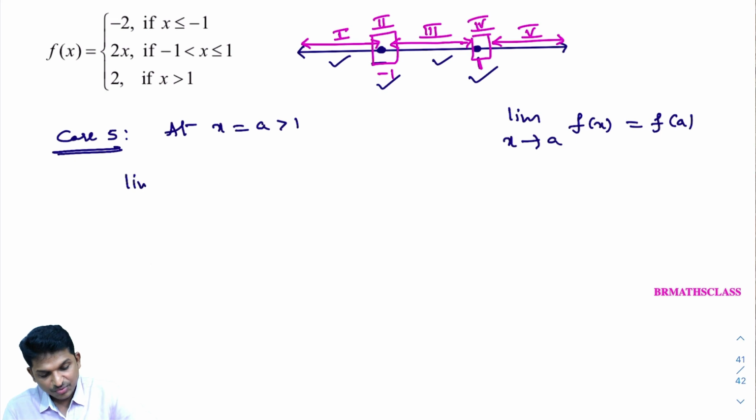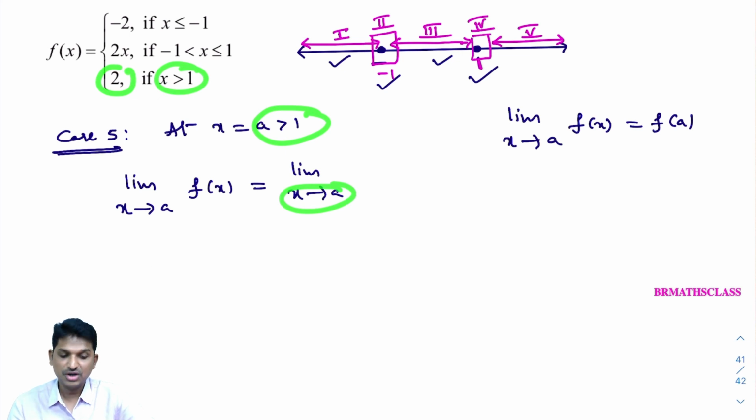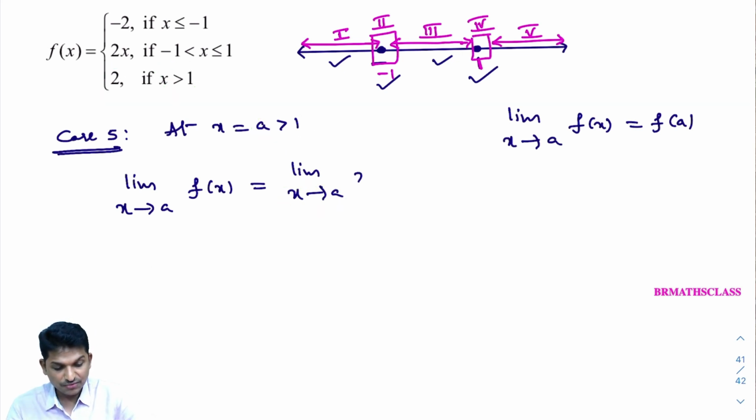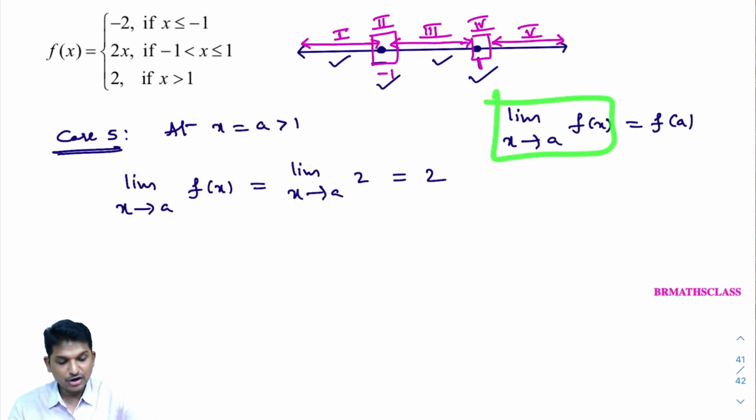Limit x approaches a, f of x equals limit x approaches a of what function? As x approaches a and a value is greater than 1, the function is 2. So here f of x is 2. Now I need to calculate this limit. How to calculate this limit? By the direct method: in the given function, wherever x is there you write a. So this is 2 only. I calculated this, I got it as 2.